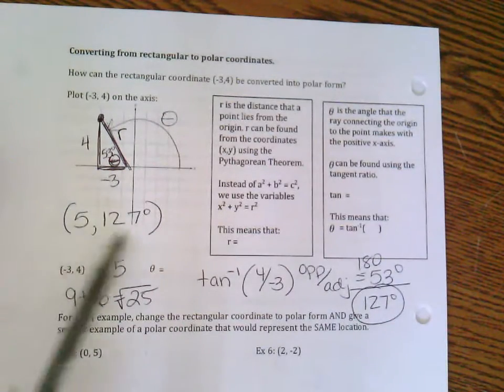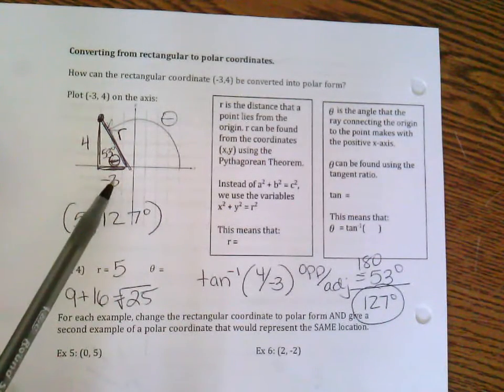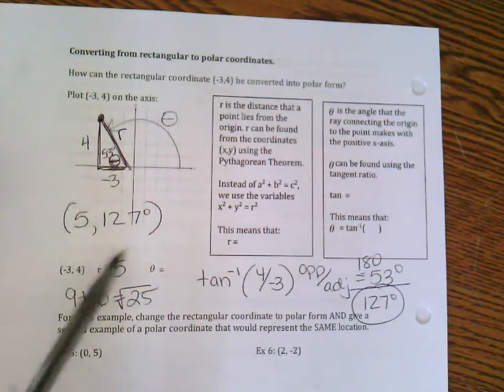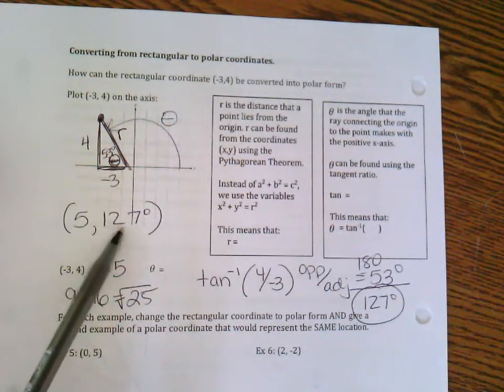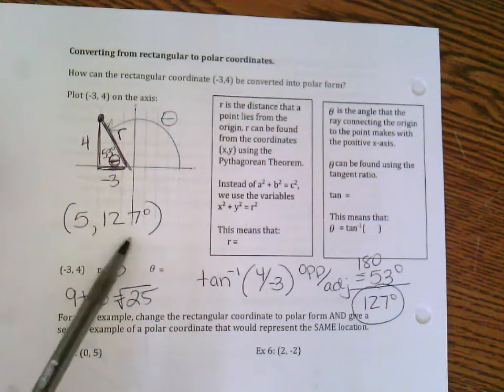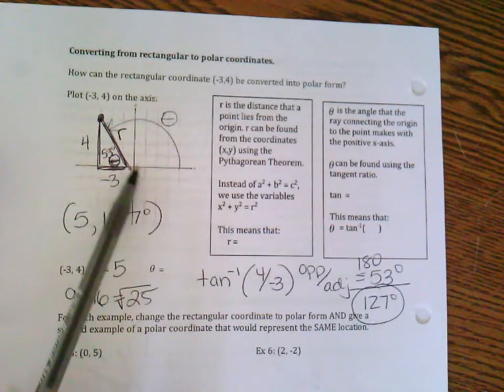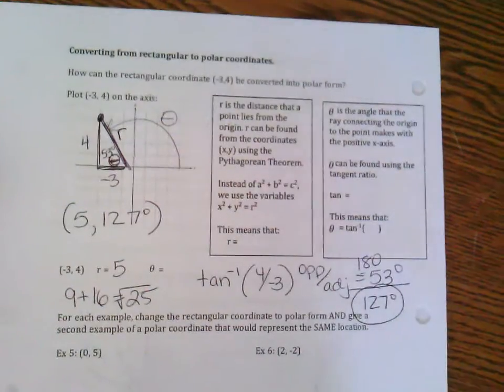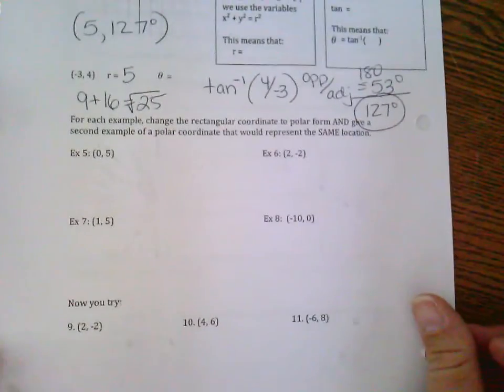And that would get you to the same point as -3, 4. But there are multiple correct answers, because I could add 360 to that and get a coterminal angle. I could throw a -5 in here and find whatever angle is over here on the other side of that 180. So there are multiple correct answers. All right, so let's try some of these together.